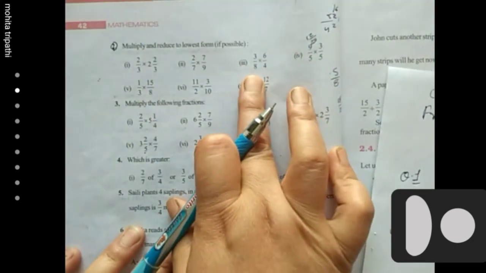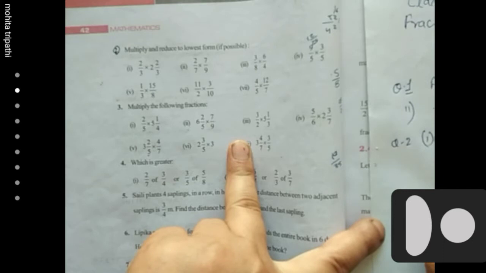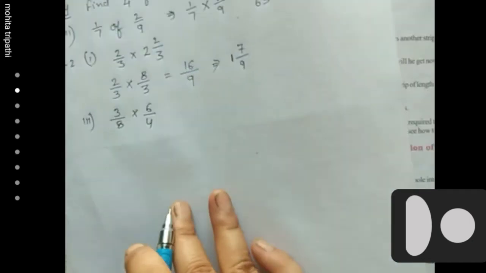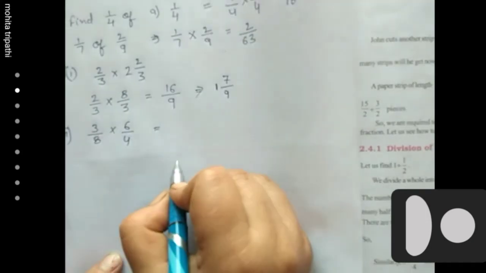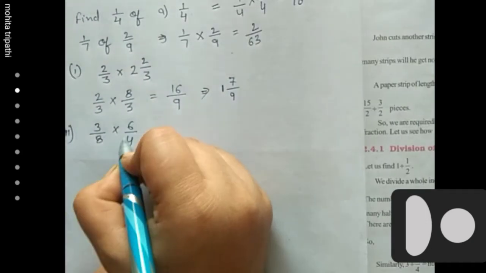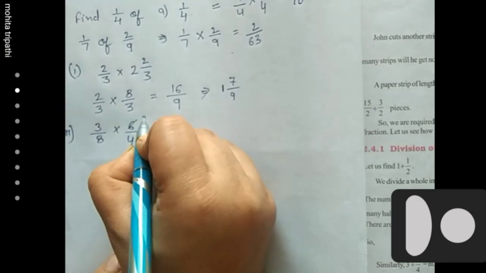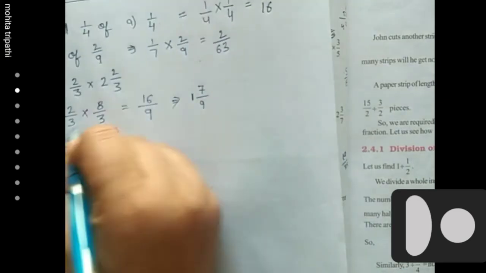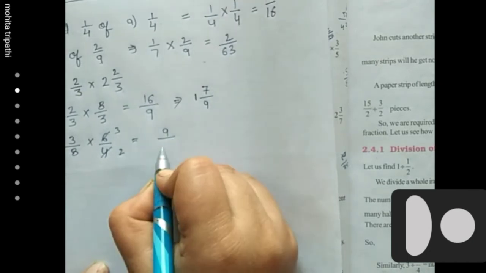Just see the third part. We will discuss the third part. The third part is 3 upon 8 multiplied by 6 upon 4. Just see how we are solving it. 3 upon 8 multiplied by 6 upon 4. We can convert it into the reduced form here also. 2 3s are 6, 2 2s are 4. Now you can multiply: 3 3s are 9, 8 2s are 16. So simply what you need to do is the multiplication, and if it is possible, then convert it into the reduced form.